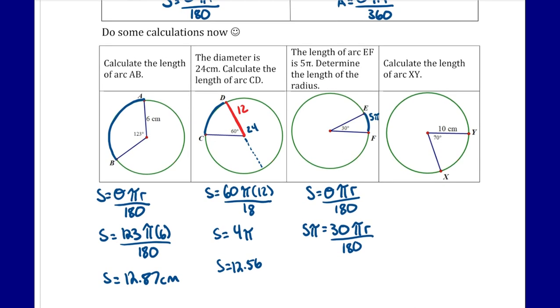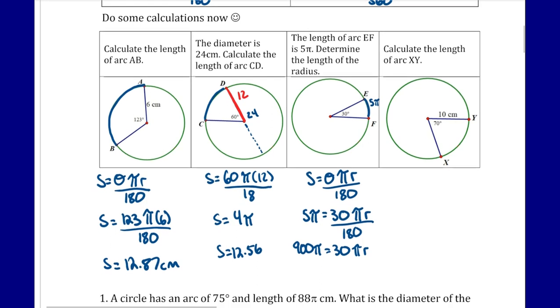So I'm basically going to rearrange this formula to solve for r. I'm going to move the 180 up and multiply it with 5 pi. And I'm only going to multiply just the numbers right now. So 180 times 5, we have 900, and 900 pi, because pi is still there, equals 30 pi r.